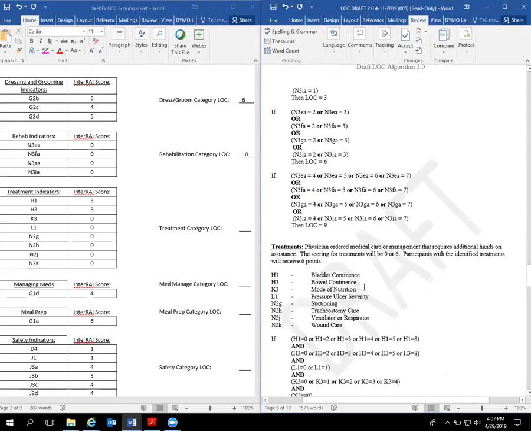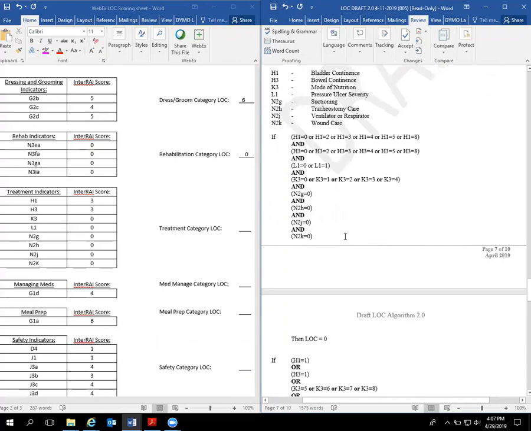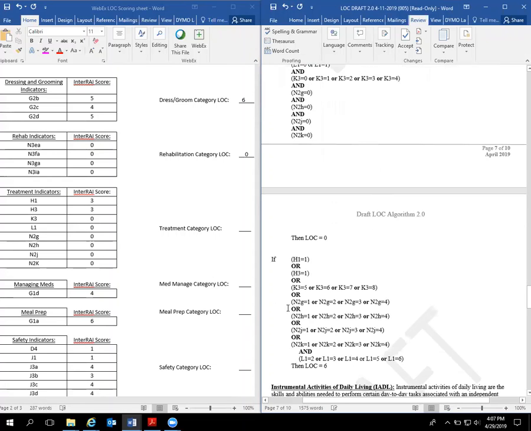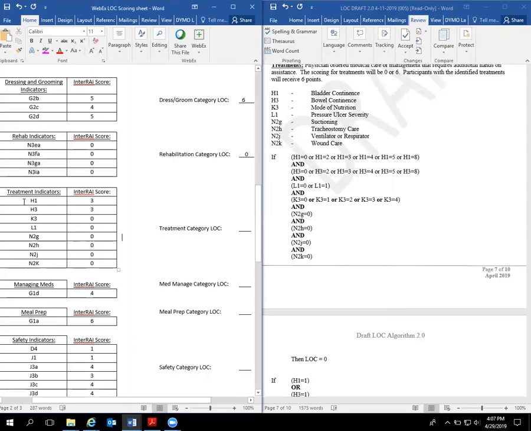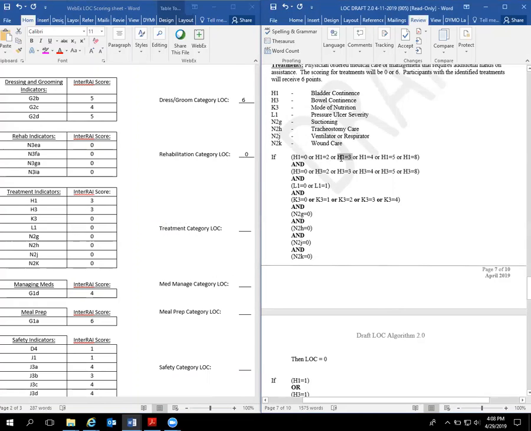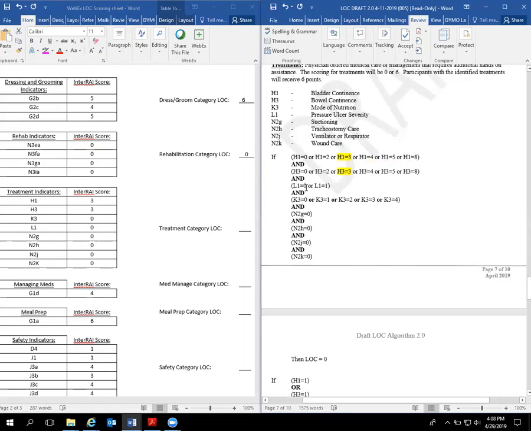Treatments. Treatments is an all or nothing category. So we are looking for specific treatments. If the participant has any of those specific treatments, they will score a 6. If the participant does not have any of those treatments, they will score a 0. So we will look, the indicator for H1 was a 3 on the enter-I. So we will highlight H1 equals 3. H3 was a 3 on the enter-I, so we'll highlight H3 equals 3.